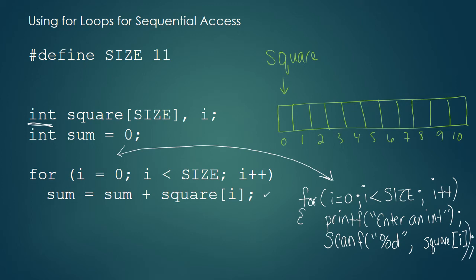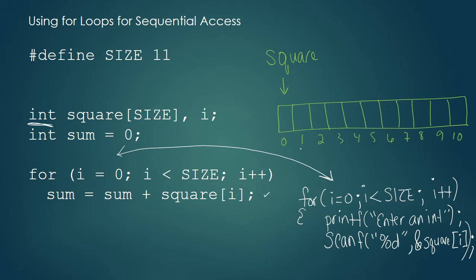Now, this square at index i is of type integer. Since it is of type integer, we need to put the ampersand, because we're going to go into the location in memory where it is located and scanf and put it there. This square at index 0 is this element right here. Square at index 1 is this element right here, etc. So let's go through this loop and see what happens.